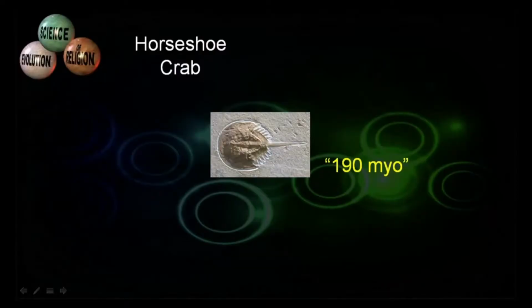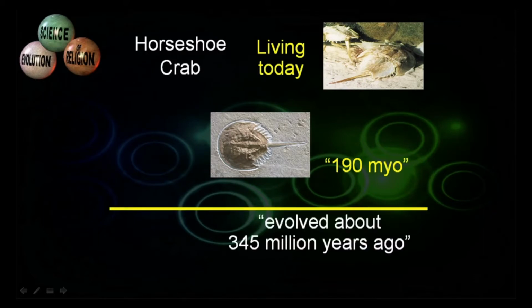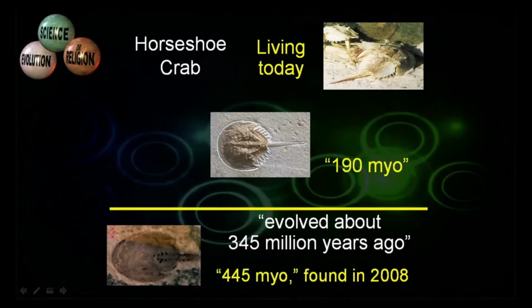Here we have a picture of a fossil from a rock layer supposedly 190 million years old. It looks exactly like a living horseshoe crab today. Originally the evolutionists said it evolved into existence about 345 million years ago, because that was the lowest rock layer where they found it. And then just recently they found it in rocks that they say are 445 million years old. So then they have to change their theory: oh, it actually evolved into existence much earlier than we previously thought.